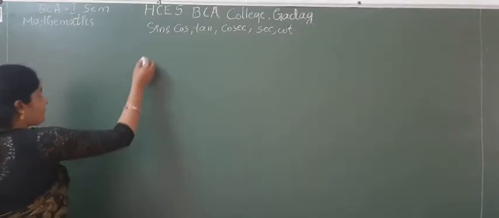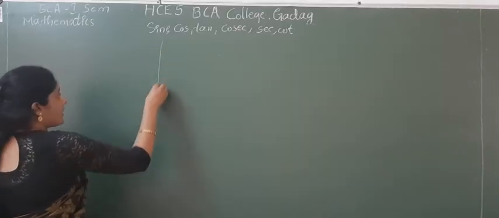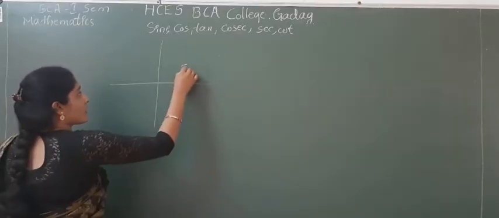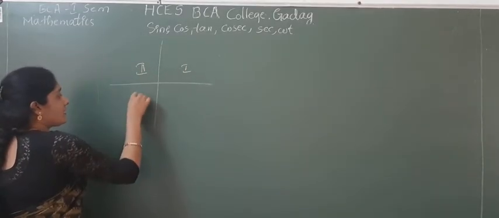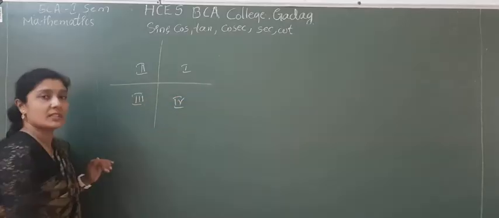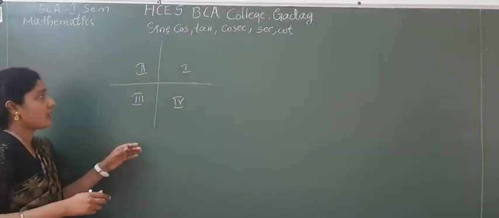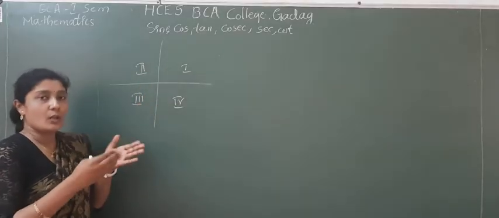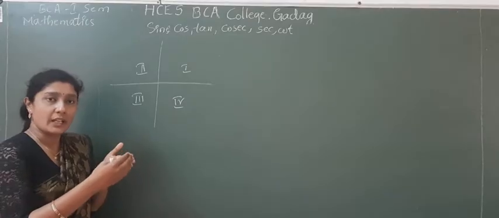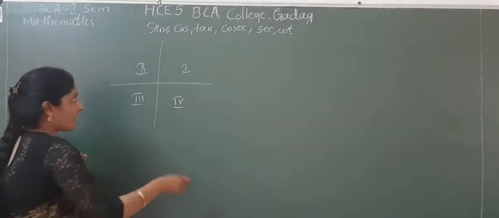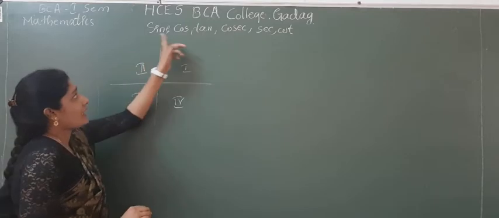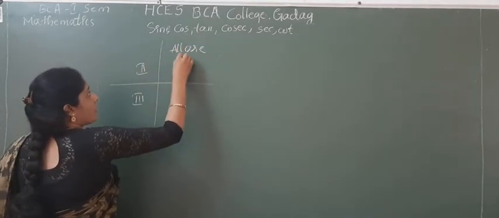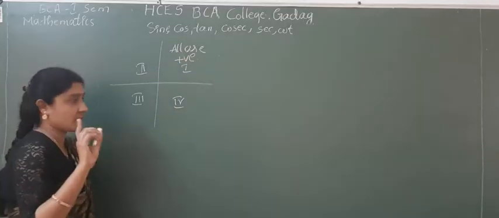So today, as we discussed about the quadrants, do you remember? First quadrant, second, third and fourth quadrant. Now today we will study the signs of all these angles. Sign in the sense which angle is positive and negative in which quadrants. So in the first quadrant, all these are positive. Means all are positive in the first quadrant.